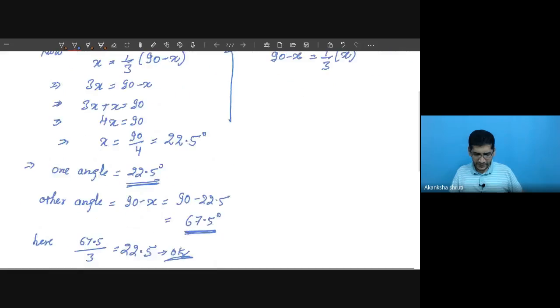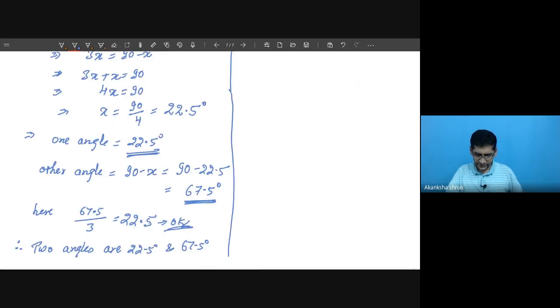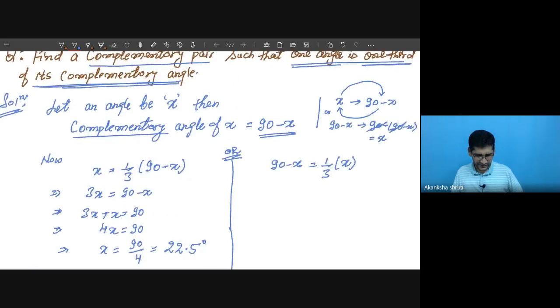Okay, student, it is this. So you can adopt any of these. Here I have chosen x equals 1/3 of 90 minus x. You are free to choose this one also: 90 minus x is equal to 1/3 of x. That is also okay. Student, try to get the answer for 90 minus x equals 1/3 of x. By this way, try to get it. And please tell me.